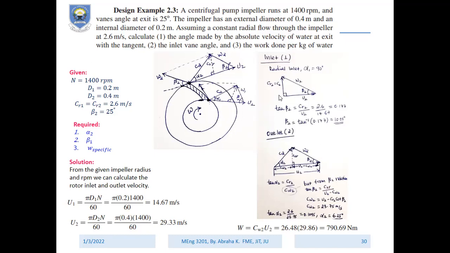Hello and welcome. Here I will explain the centrifugal pump problem. So let's start.